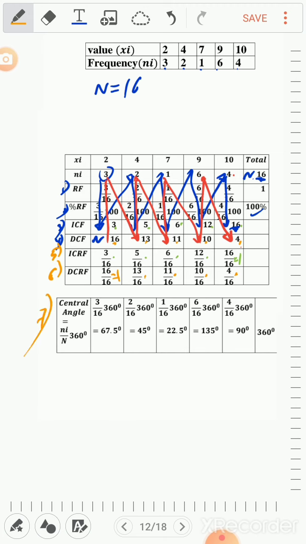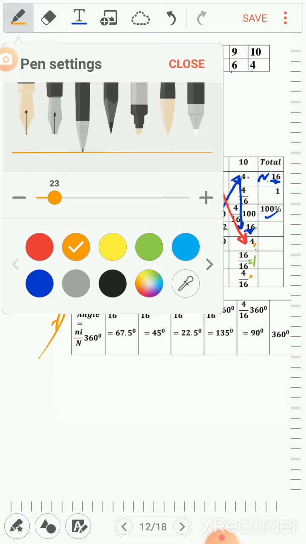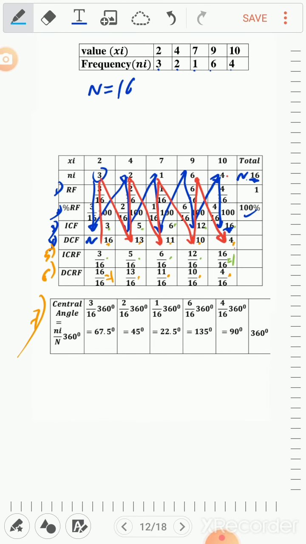The central angle. The central angle is the relative frequency times 360 degrees. Now here 3 over 16, which is the first relative frequency, times 360 is equal to 67.5.